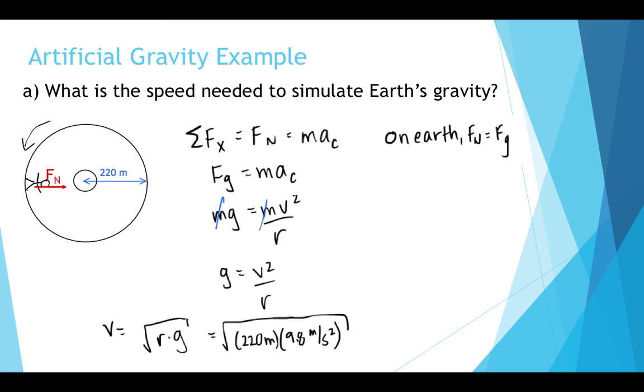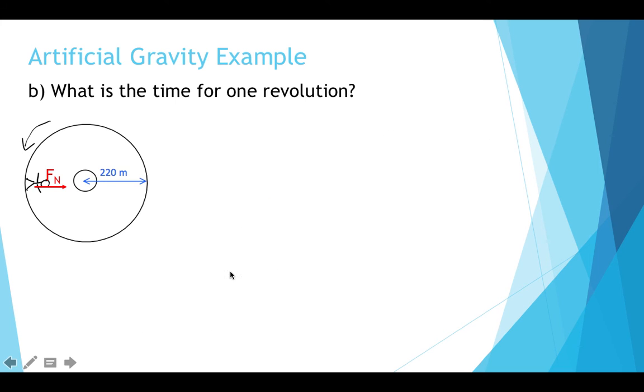Plug in our givens, 220 meters times 9.8 meters per second squared. We get 46.4 meters per second. So this particular centrifuge that has a radius of 220 meters has to rotate at 46.4 meters per second. It's pretty fast relative to the size of the radius, in order to simulate acceleration due to gravity of 9.8.